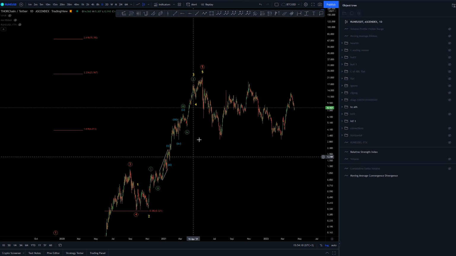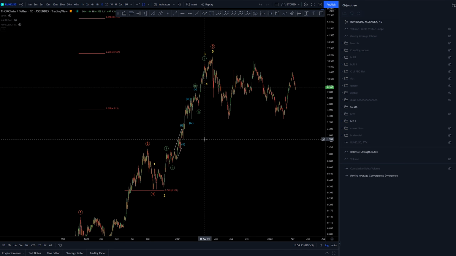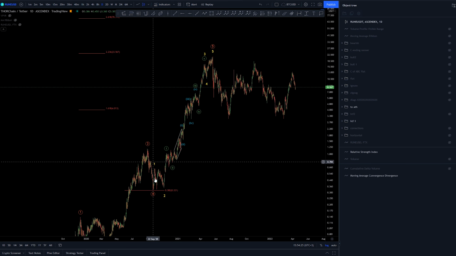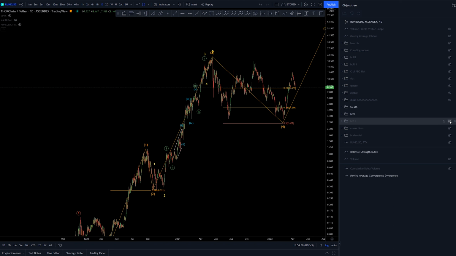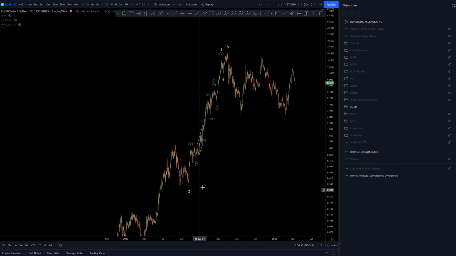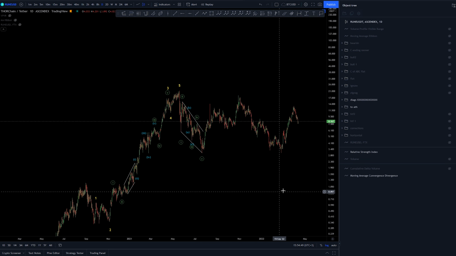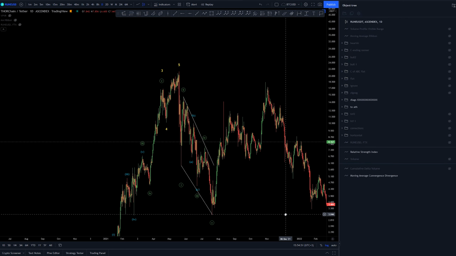Not really much needed to get into here, other than we see it as an impulsive wave. The degrees are missed here just because I had been playing with this one, and again it doesn't really matter which degrees they are, as we're just labeling them here. So that's the way we get into the end of this move, whichever degree it is.